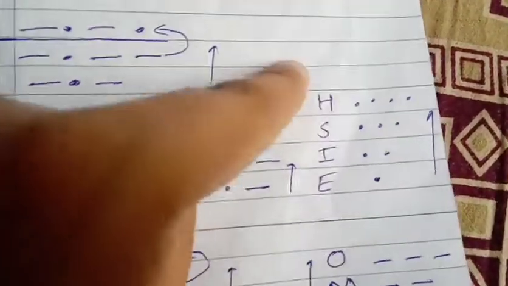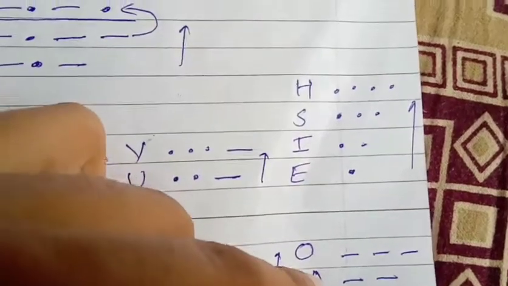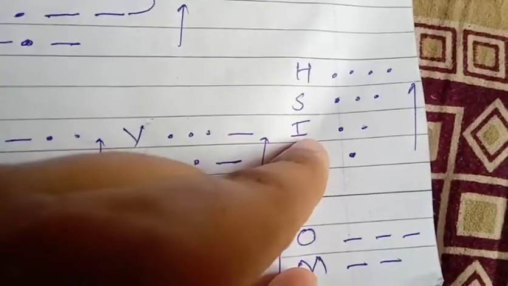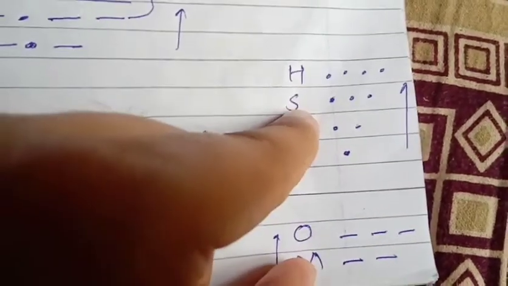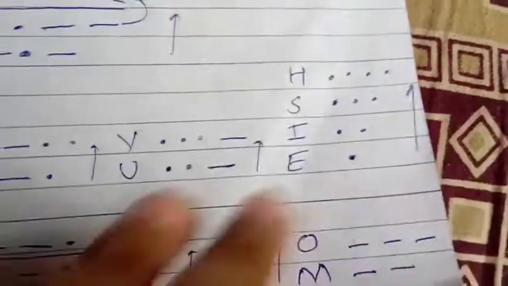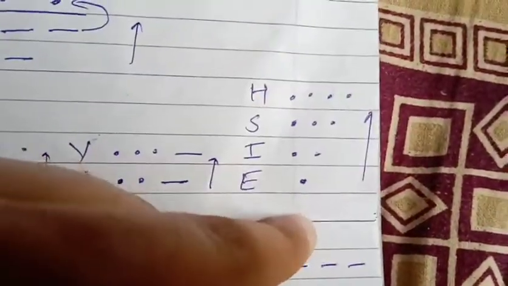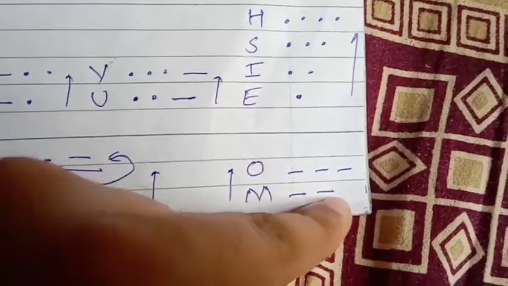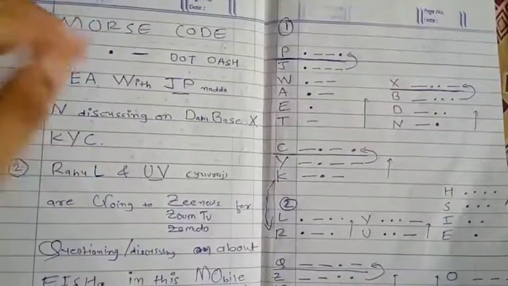Okay, now let's move to EISHq. These six letters are so simple. Start with E, dot. I means double dot, S means triple dot, H means four dots. Okay, bottom up approach and one step increase. MO, mobile: double dot, double dash, and triple dash.